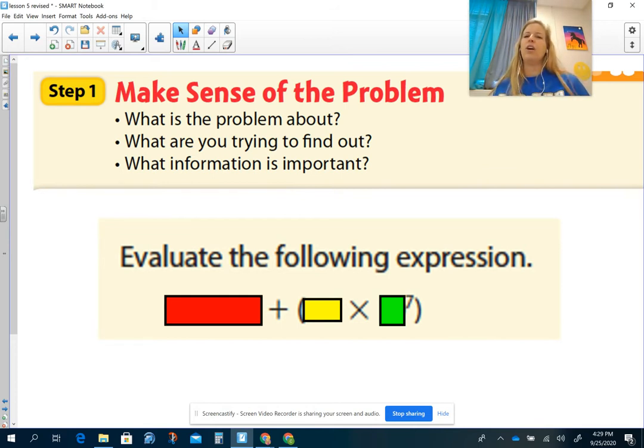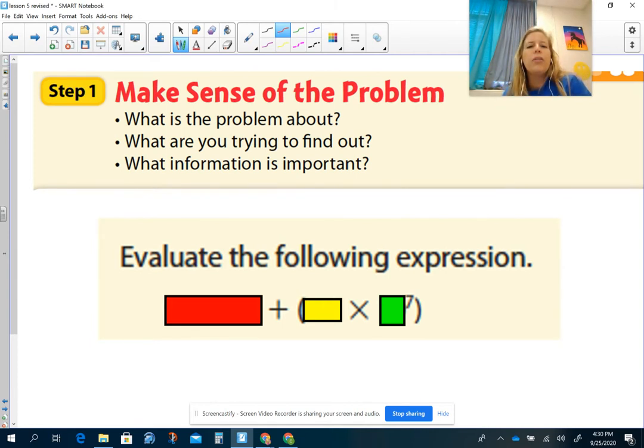So pause my video and write as many things as you can in your notebook that you notice and what you think we're doing today, what you think these numbers might be, and what's important. Pause my video. 3, 2, 1. All right, let's see what you came up with.